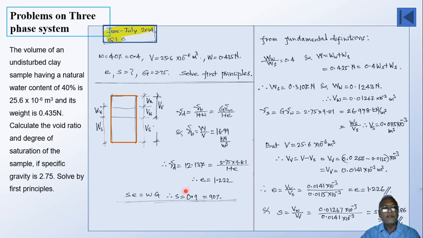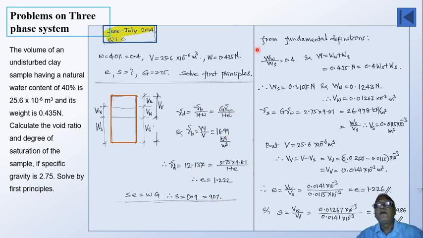And once I get voids ratio, I can use the relation S into e equal to w into G. And from here, w known as 0.4, G given 2.75, e calculated 1.22. If I calculate degree of saturation, it comes out to be 0.9, which can be put as 90%. Hardly there is any calculation and you have all the required results. But they have said you have to start from first principles or by definitions only, without directly using these equations.